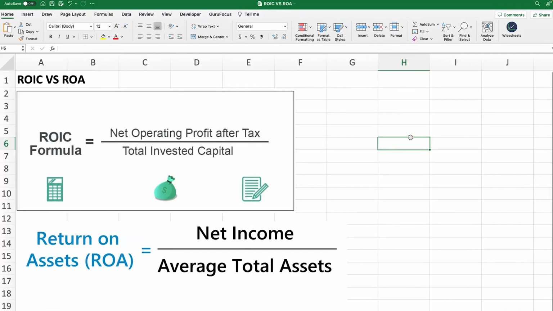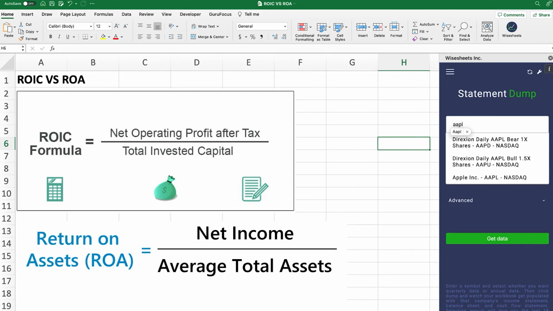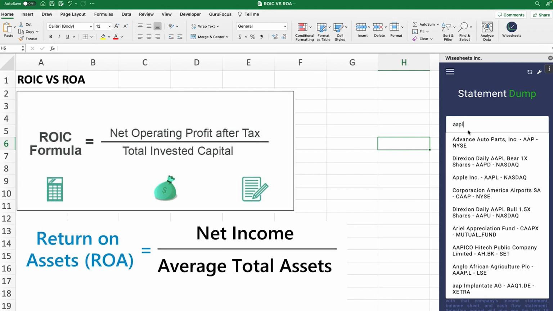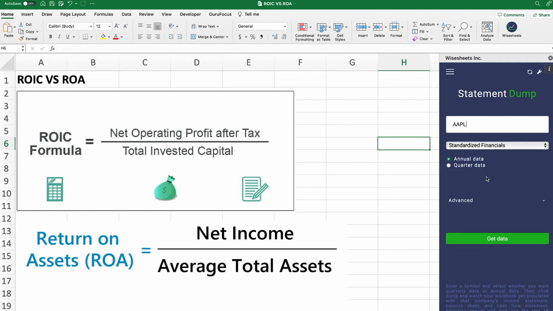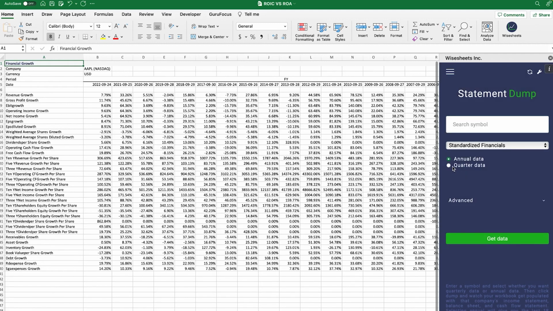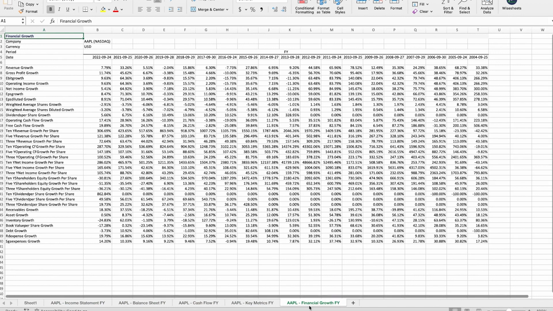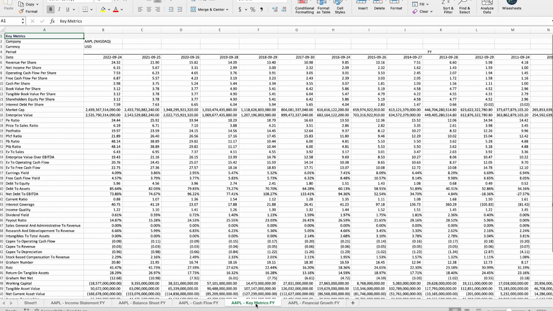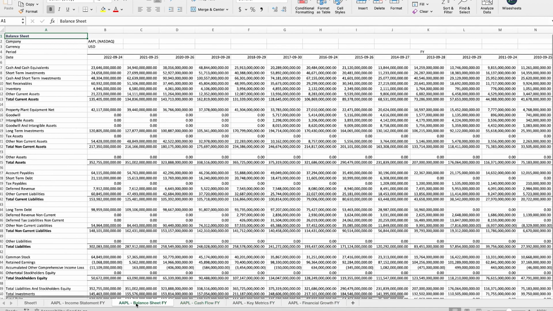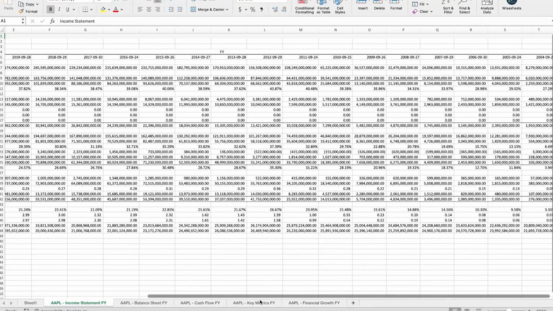To get the financial data, you can get it online by pulling up the company's financial report, or you can use an add-on like Y-Sheets, which automatically provides you with the data right on your spreadsheet, so that way you can do the calculations in one single place. So we're going to select Apple and get the annual data, although the quarterly data is also available. Here you can see that you get the financial growth metrics, the key metrics of the company, the cash flow statement, the balance sheet, and the income statement. And all of this data goes back many years into the past.